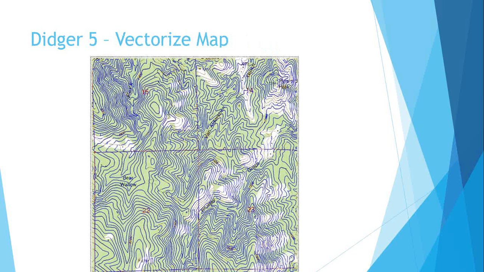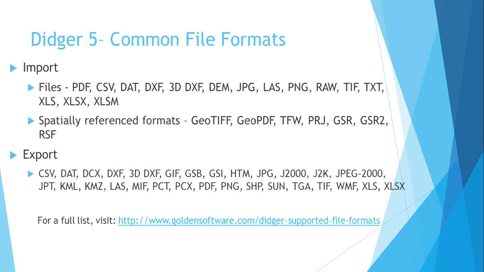Didger also has the ability to vectorize a map. This can be useful when importing a hand-drawn or scanned image. It can pick out all the shapes of the same color and create corresponding lines. Didger has many supported file formats, including spatially referenced files, 3D DXF files, and PDFs, and can export to KML or PNG files for Google Earth. The complete list can be found online.